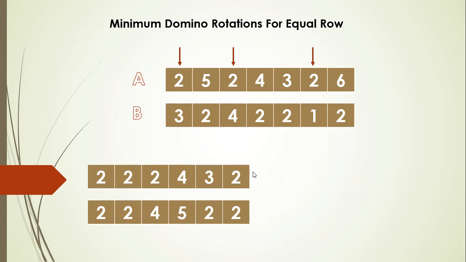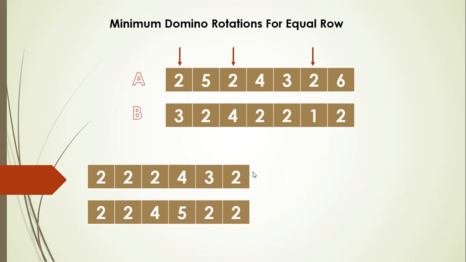But if you see closely, the fourth column has 4 and 5 values. That means there is no 2. So we can't make that column equal to 2. So here it will be a -1. So even though we have more number of 2's, we cannot make the fourth column as 2.